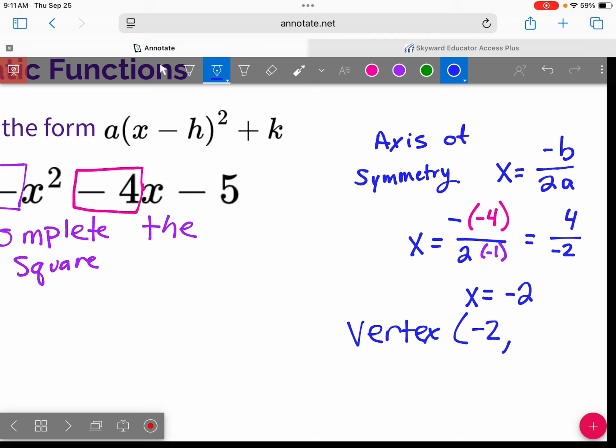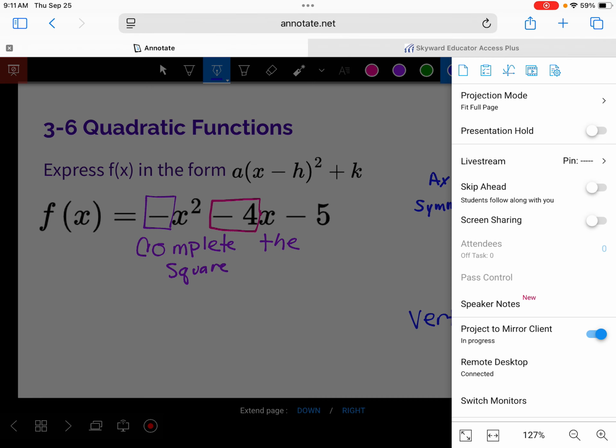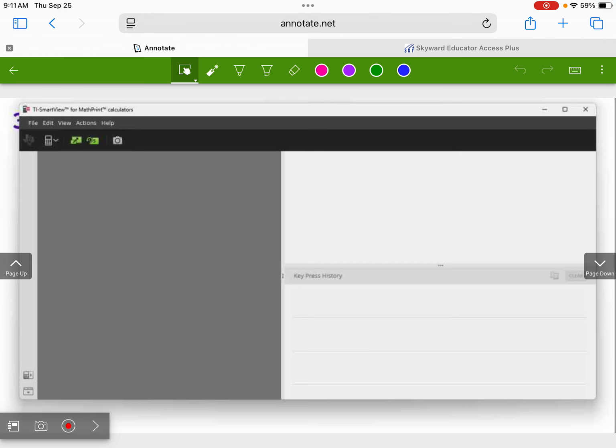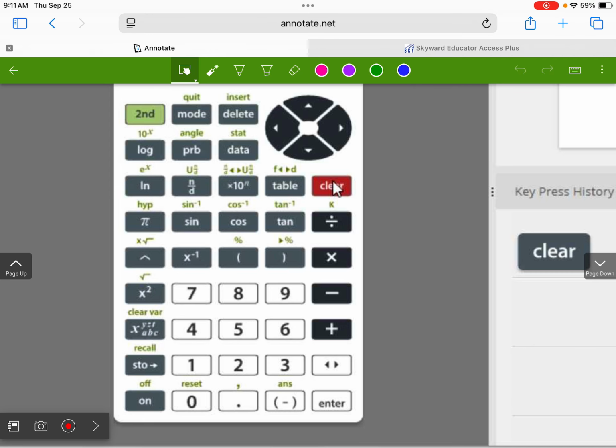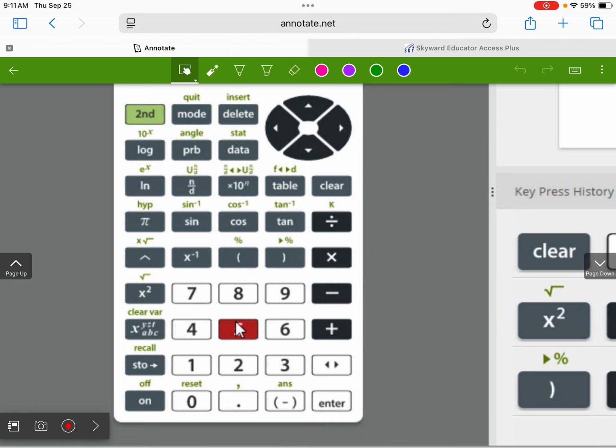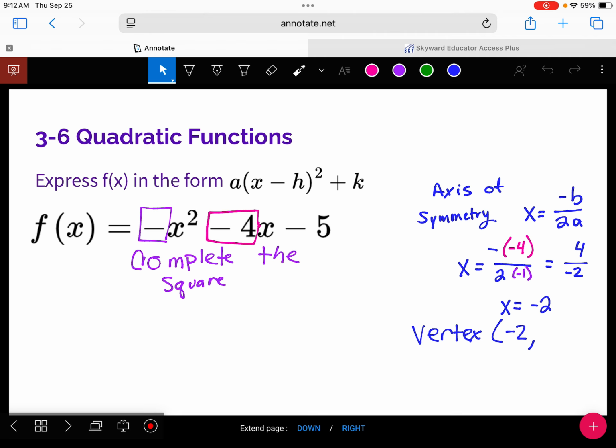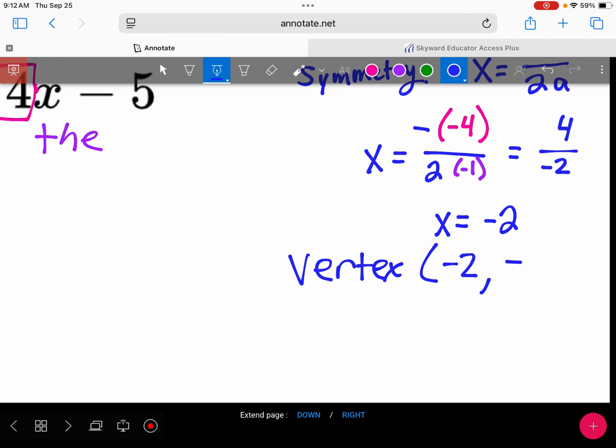And shoot, we can put it in a calculator. We can use calculators. We've got tools at our disposal. Build it in. When we have our negative times our -2 squared, -4 times -2, -5. Just typing in the whole equation, substituting x with -2, we get -1. So our vertex is at the point -2, -1.